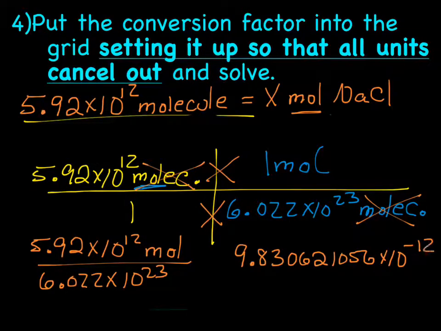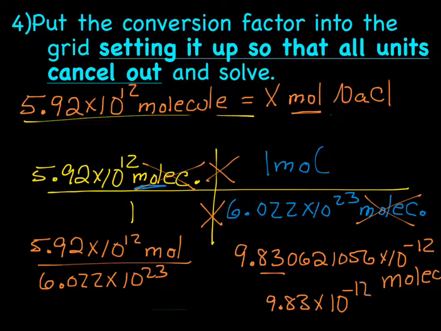Then I'm out of room, but we need to put in our units, moles. Please double check and make sure I got that right. And we'll just keep 2 digits after the decimal. So our final answer is 9.83 times 10 to the negative 12th. I'm out of room. Let's get rid of that. Moles.